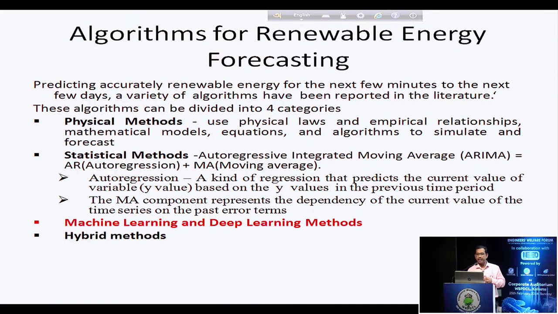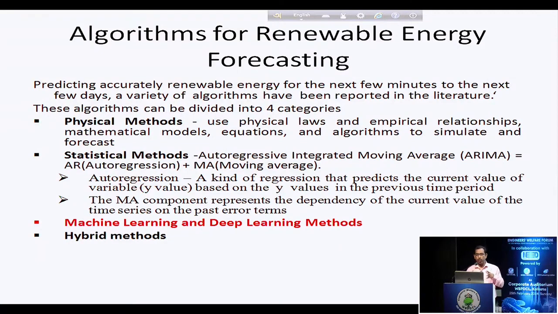A statistical method, for example, is the autoregressive integrated moving average. The ARIMA model is very popular in the forecasting domain. Autoregression is a regression that predicts the current value depending on the past values. It is actually a combination of two modules, and the second module is the moving average. The moving average is used to smooth the transition of prediction. By combining both models, the ARIMA model can be applied.